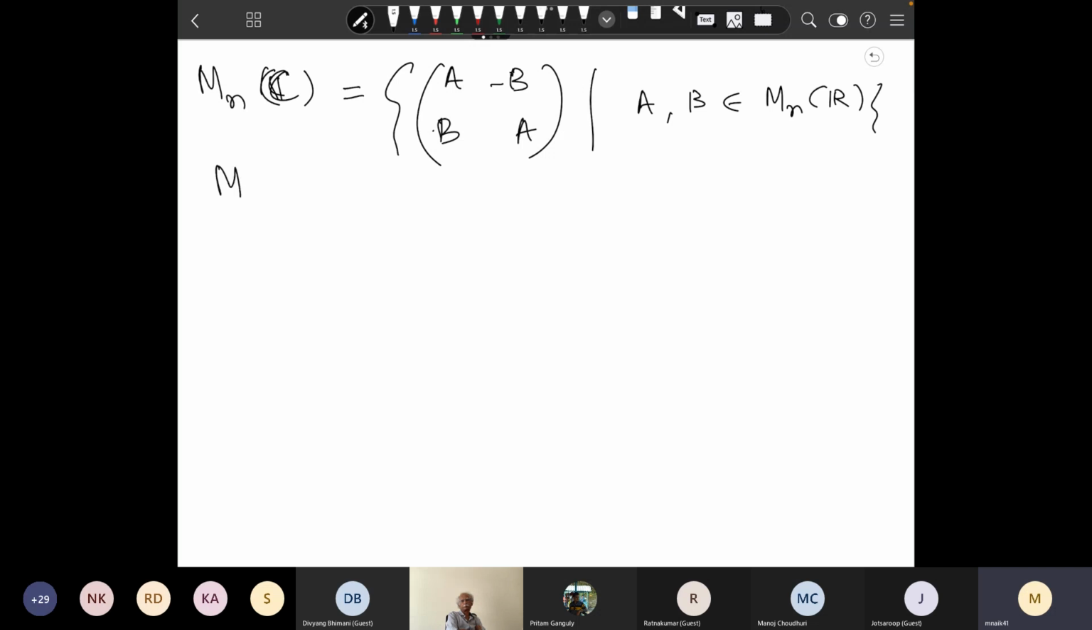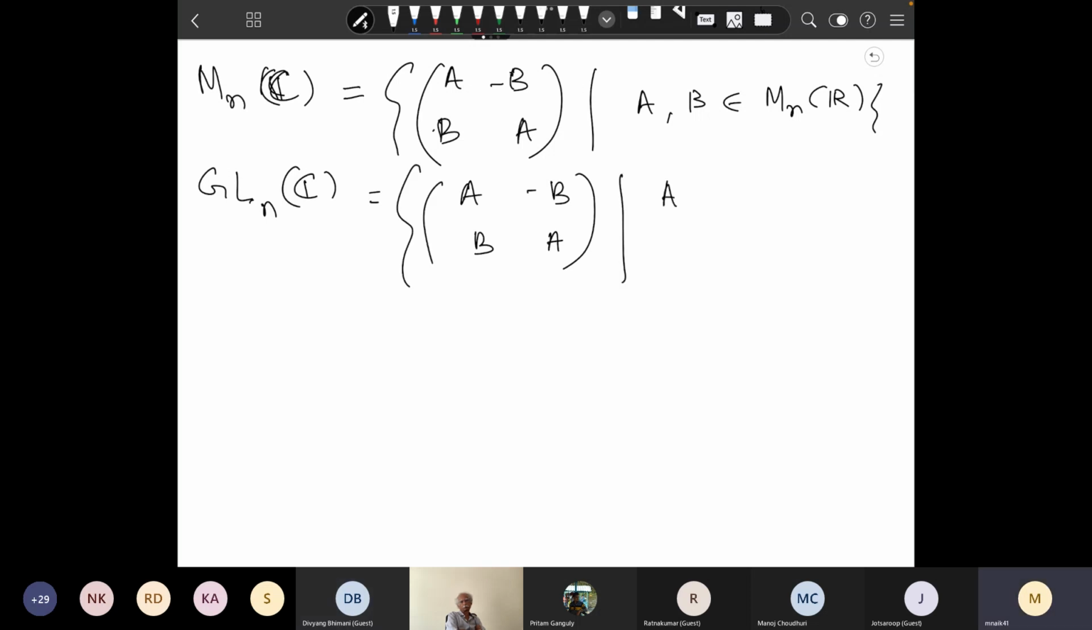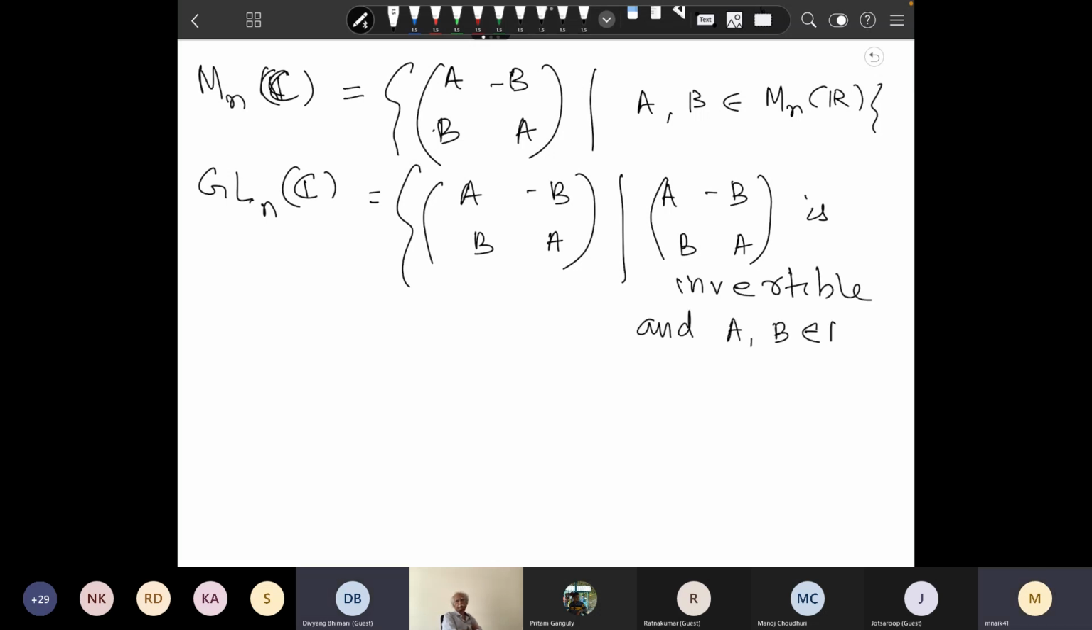Similarly, I can write this GLNC as A minus B, B, A. So that this matrix A minus BA is invertible, and AB belongs to M. Okay, so this is a very important thing.